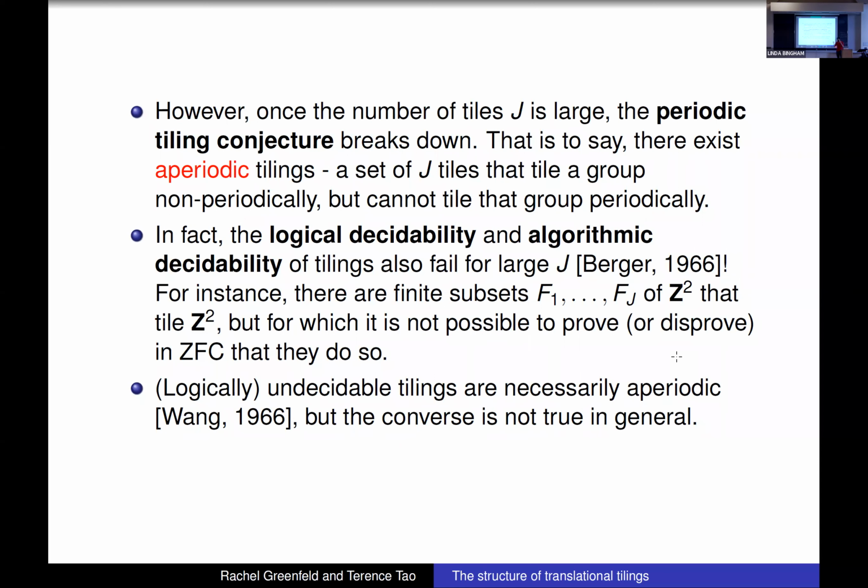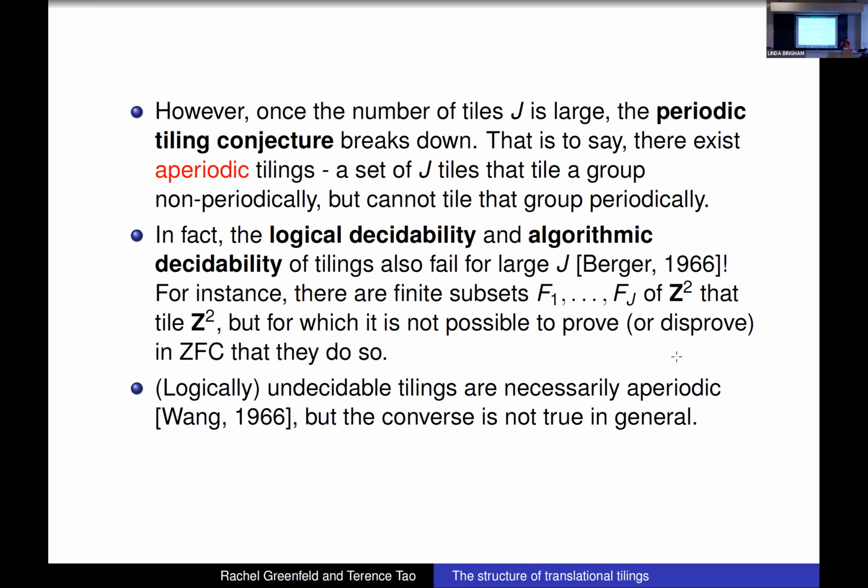So there exists some set of tiles, tiling some lattice, where there are no periodic tilings. It is possible to tile by this set of tiles, but none of the tilings are periodic. These are called aperiodic tilings. And also, there are some sets of tiles where it is not decidable in ZFC whether it tiles or not, which is a bit weird to wrap your head around, since it seems like such a simple question.